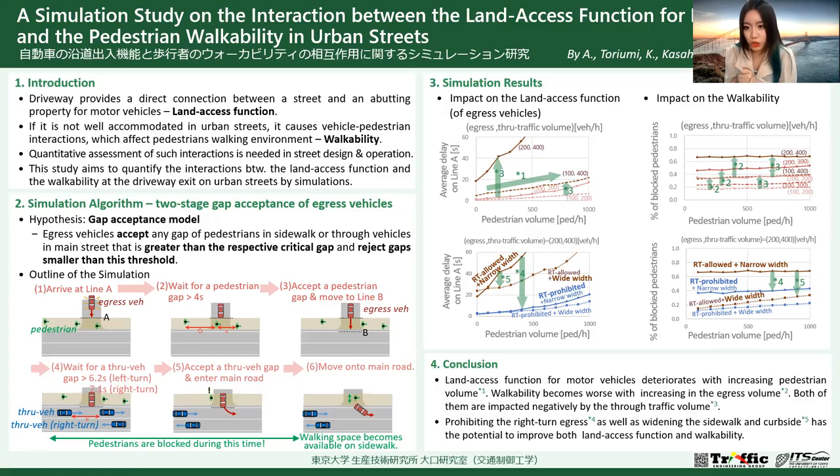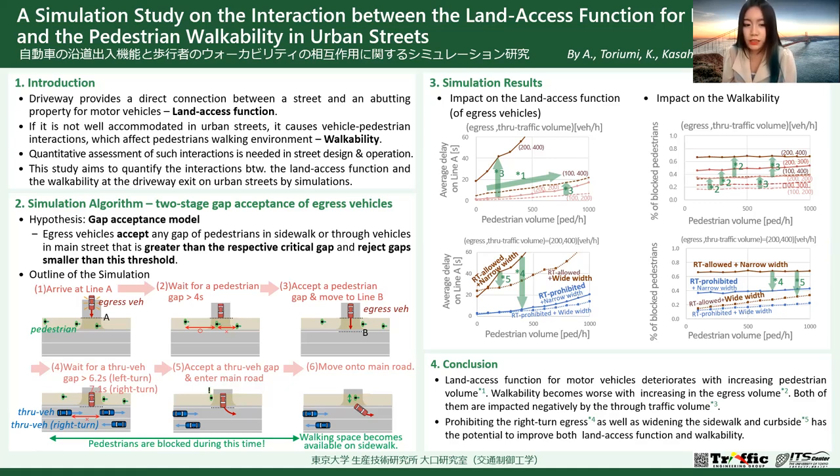And for the left turn egress vehicle, when the gap is bigger than 3.2 seconds, it can go on to the next step. And for the right turn egress vehicle, when the gap is greater than 7.1 seconds, it can enter and move on to the main road. And then step 5 is that the egress vehicle accepts the through vehicle gap, the second gap, and enters the main road. And finally, it can move on to the main road.